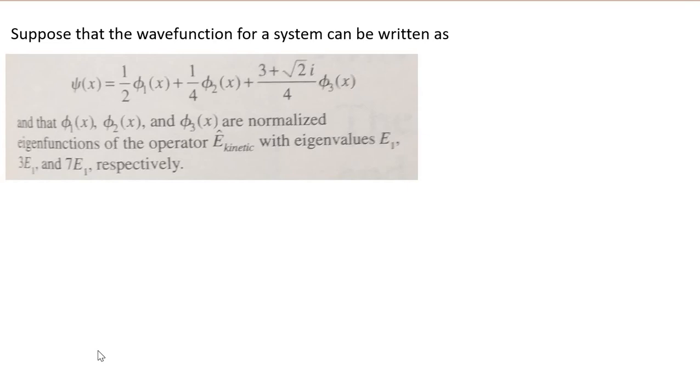So the problem looks like this. Suppose that the wave function for a system can be written as expanded, with C1, D1, etc. C, D, E are the coefficients, and phi 1, phi 2, phi 3 are the eigenfunctions of some operator. Phi 1, phi 2, phi 3 are normalized eigenfunctions of the energy operator with eigenvalues E1, 3 E1 and 7 E1. So it is given in the problem itself that phi 1, phi 2, phi 3 are eigenfunctions of some operator E hat, whose eigenvalues are E1, the ground state energy, then 3 E1 and then 7 E1. So the eigenvalues are also given.